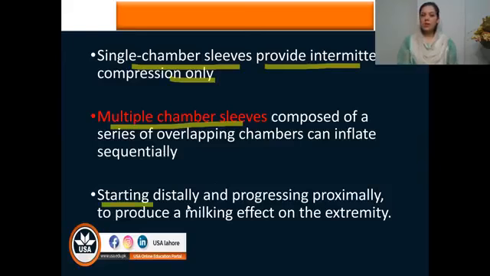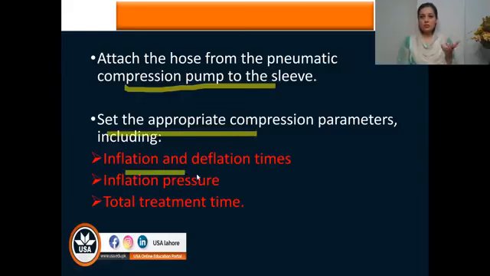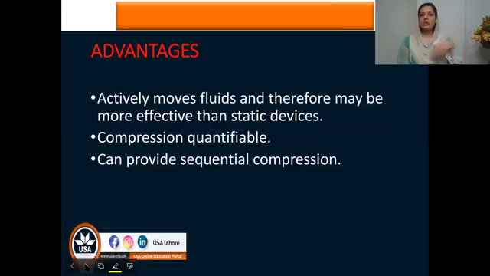Always start distal and move proximal, and this gives you a milking effect on the extremity. And when you're going to apply, you attach the hoses of the pneumatic compression, and you have to select the appropriate parameters: what are your inflation and deflation times, what will be the deflation pressure and inflation pressure, and what will be our total time duration. These are all the parameters you also look for.